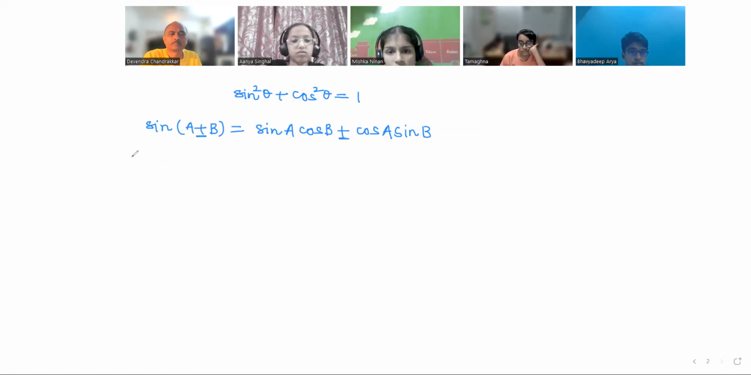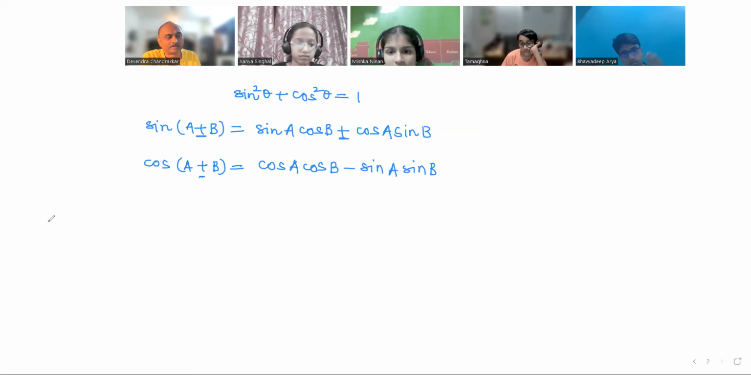Clear? Now cos A plus B. Cos A plus B is cos A cos B minus sin A sin B. So when it is cos, when this is plus, this is minus. I hope all of you understood this. And when this is minus, it is plus.